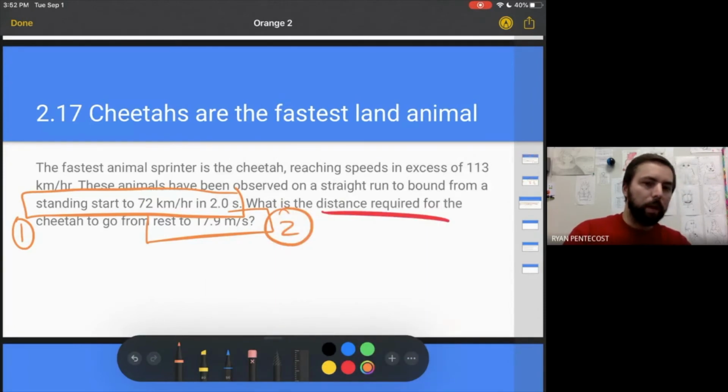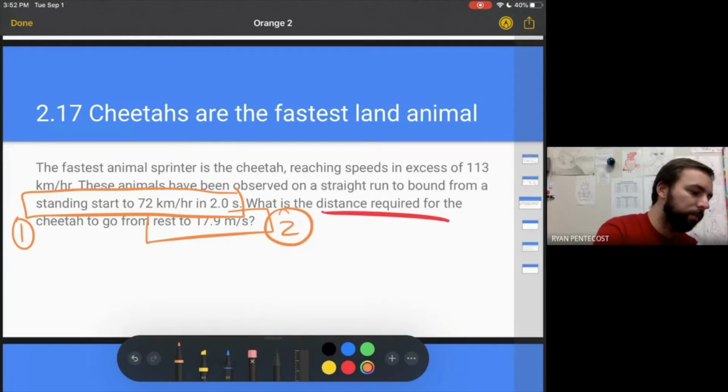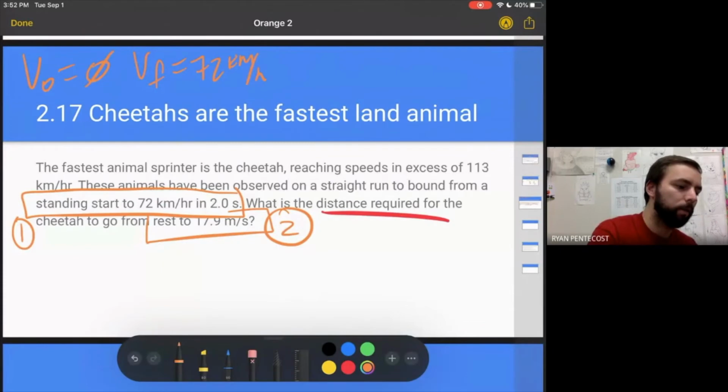So how do we do that? Well, let's get our givens up top. We have v naught is 0. V final is 72 kilometers per hour. We're going to need to do something about that, right? So let's break that down, shall we?